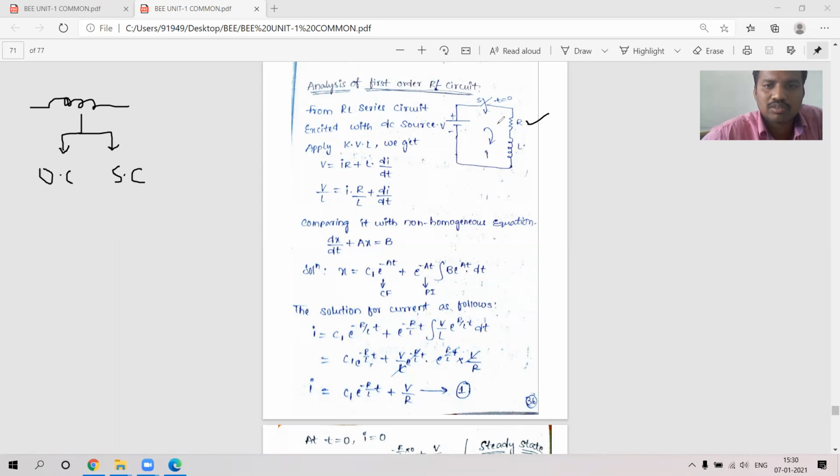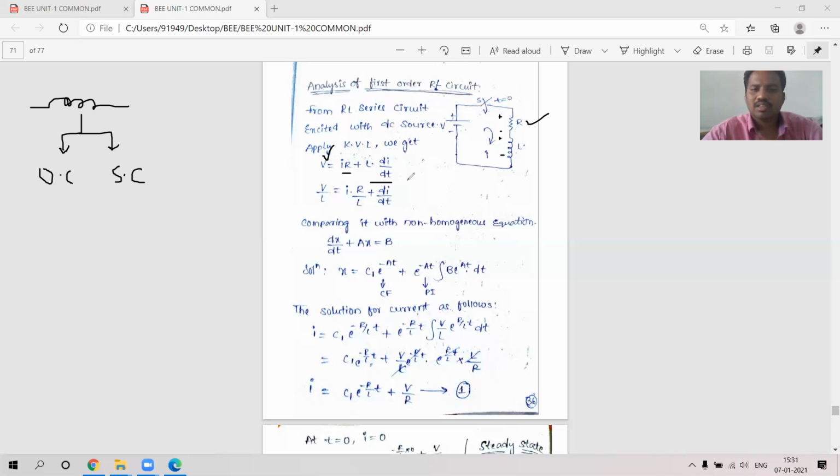It is a closed loop, so there are two voltage drops: the voltage across the resistor and the voltage across the inductor. Here this is the voltage rise and these two are voltage drops. Sum of potential rises equals sum of potential drops. So the potential rise is V, and the potential drops are V_R and V_L. V_R is the voltage drop across the resistor, which is IR, and the voltage drop across the inductor is L di by dt.